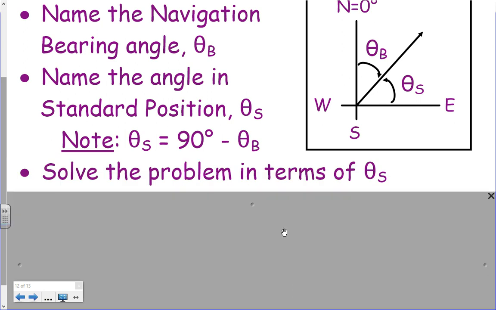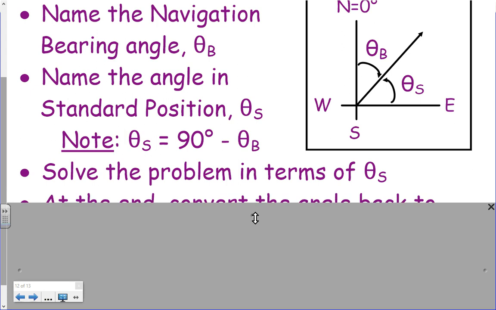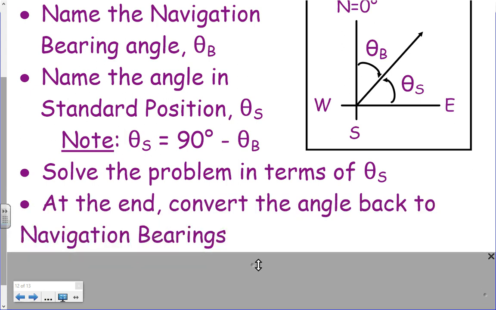And then you're going to solve the problem in terms of theta sub s. So we've now talked about how you can work with vectors and use those to help us find magnitudes and directions. So solve the problem as if they had given the problem in standard position. So solve the problem using theta sub s. Much easier to do because we know a lot about working with our trig functions for angles in standard position. And then at the very end, we're going to do a conversion back. At the very end, they're going to ask us to give a bearing for what this resultant vector turns out to be. So at the end, you want to convert the angle back to a navigation bearing.